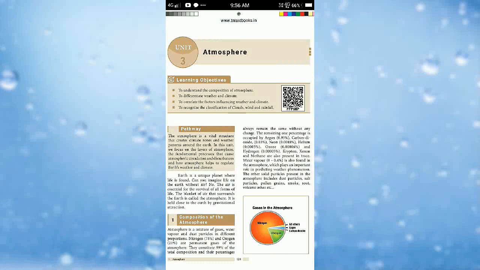precipitation. What is the meaning of composition of the atmosphere? The atmosphere is a mixture of gases, water vapor and dust particles in different proportions. That is known as the composition of atmosphere. What are the other gases mingled in atmosphere? I already told: argon, neon, helium, carbon dioxide, krypton, xenon, methane, water vapor and dust particles.